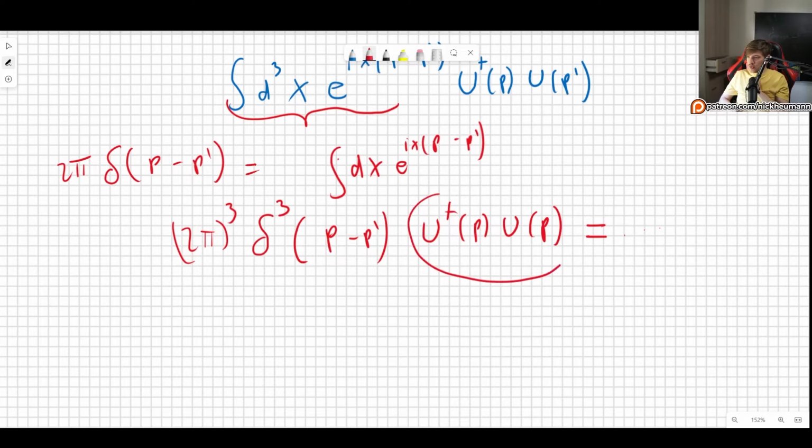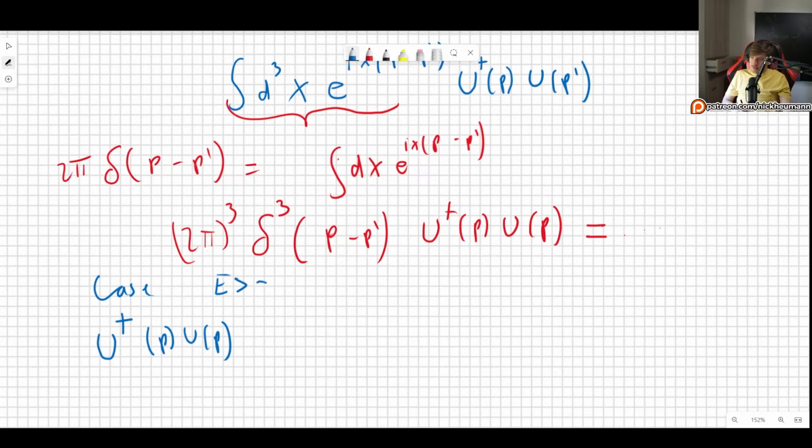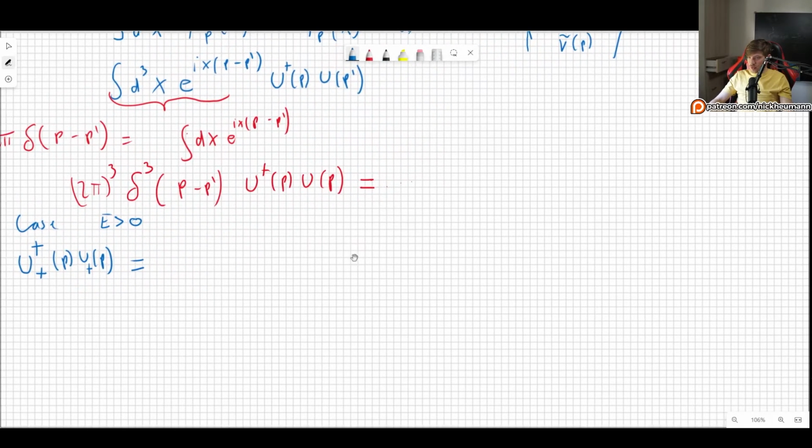And we will continue exploring this. So of course, what is this product? U Hermitian of P, U of P. Now we know that there are 2 cases. The case where energy is positive, so that means that we are going to be working with the plus versions here. So what exactly are those? Well, let's write it down somewhere else.